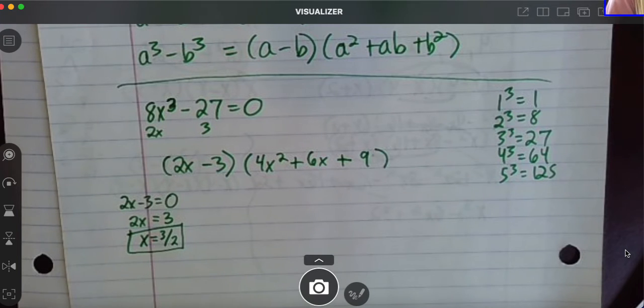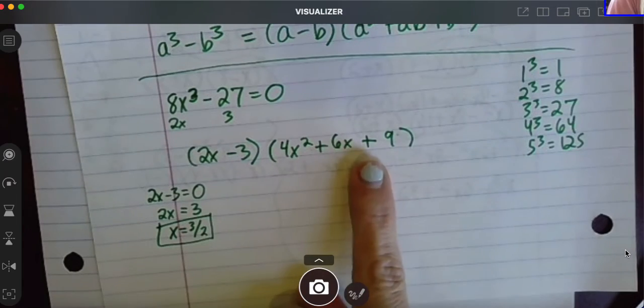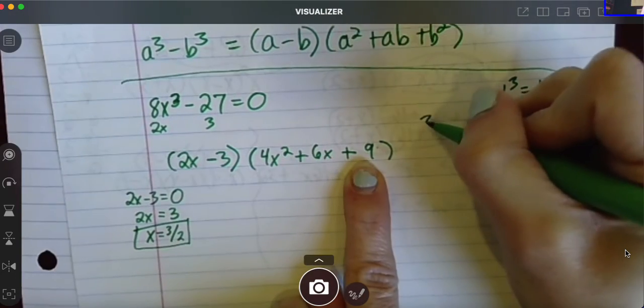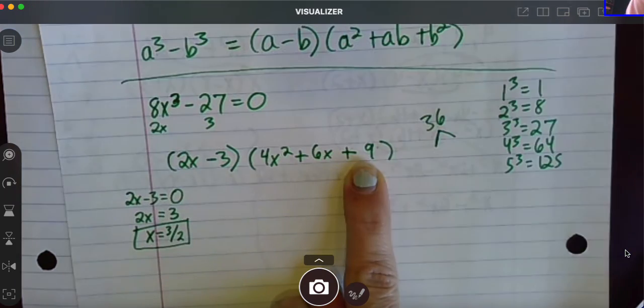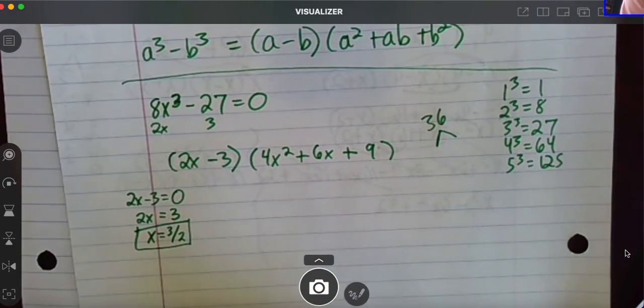And here's the bad news. You would think we're going to use granny glasses. 4 times 9 is what? 36. If I try that, there are no factors of 36 that add to 6. 6 and 6, 9 and 4, 12 and 3. Are any of those ever going to add to 6? No. So you have to use that quadratic formula. Okay, so that goes all the way back to the last chapter.